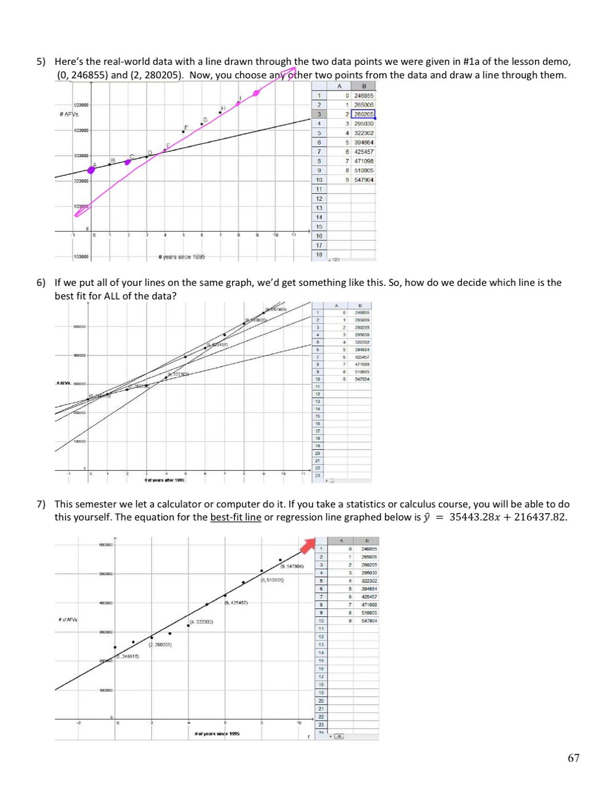I want to come up with a line where all the data are as close as possible to it. This semester, we're going to let a calculator or computer find that for us. If you take a statistics or calculus course, you'll be able to do this yourself. So the equation for the best fit line or regression line is graphed below, and its equation is y = 35,443.28x + 216,437.82. So all the data are very close to it. Looks like I have 1 point that's even on it.